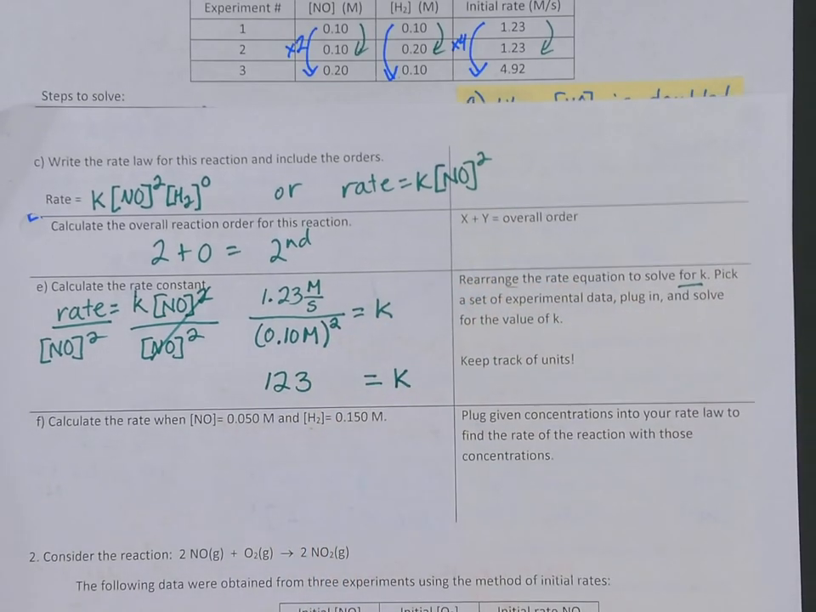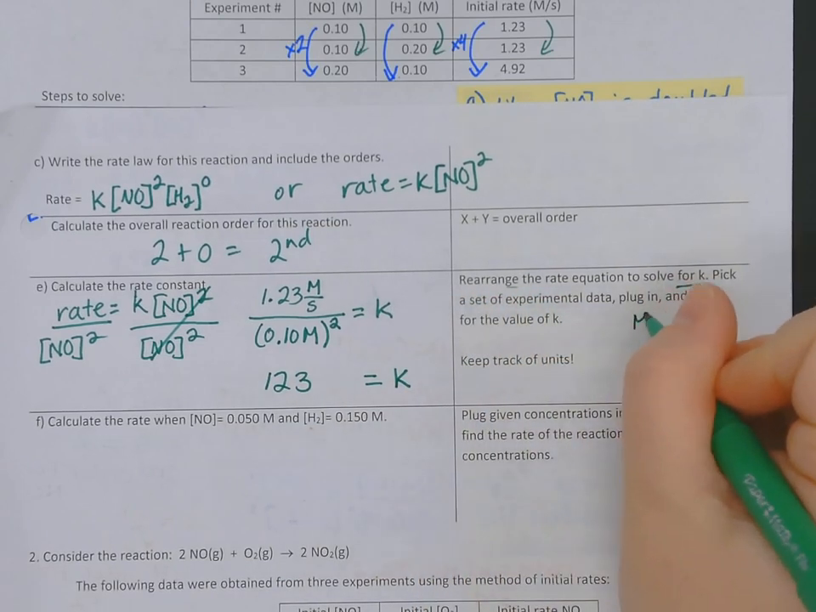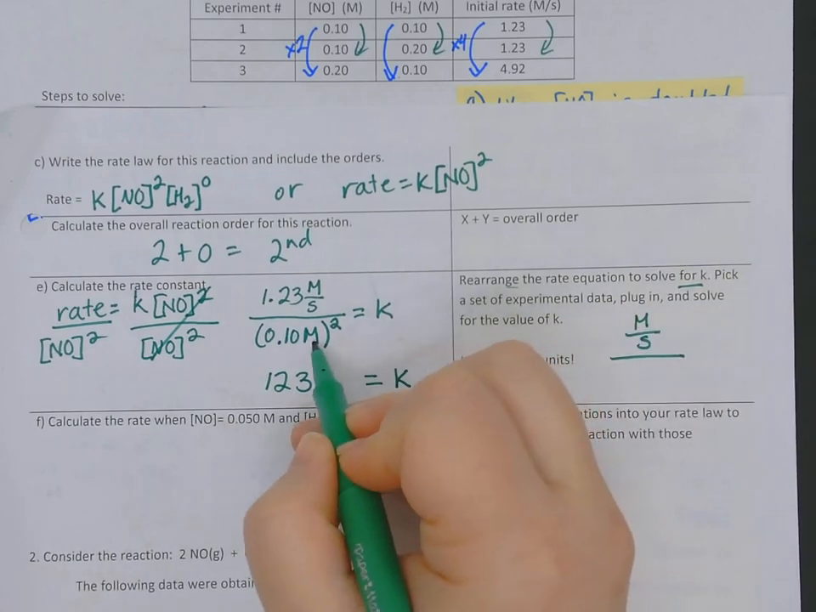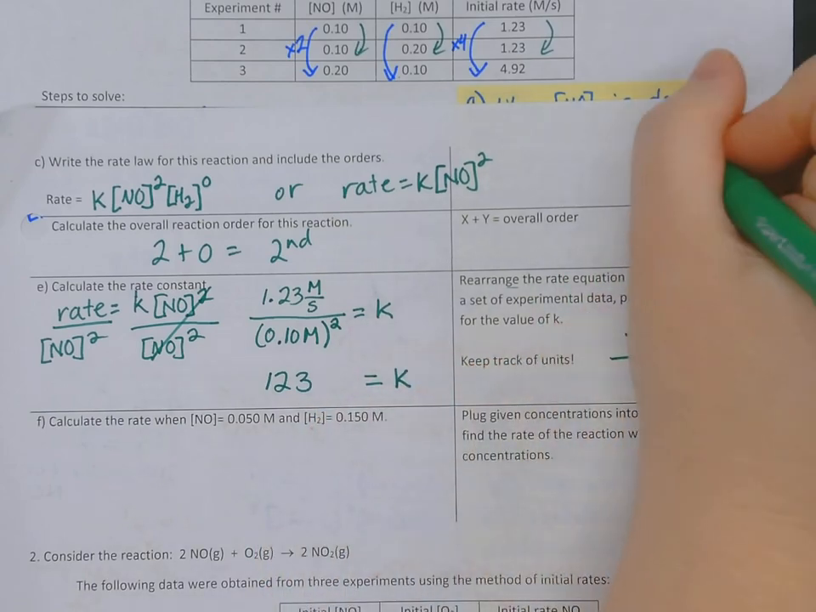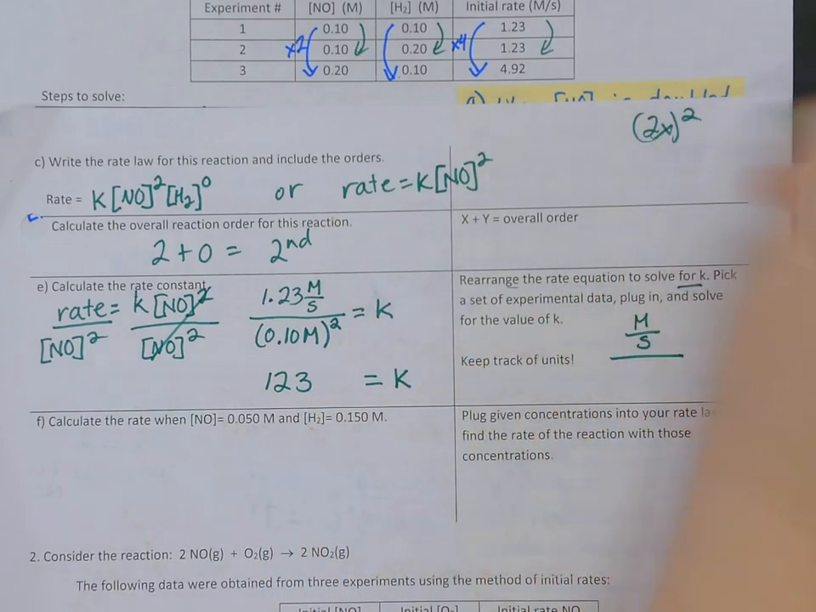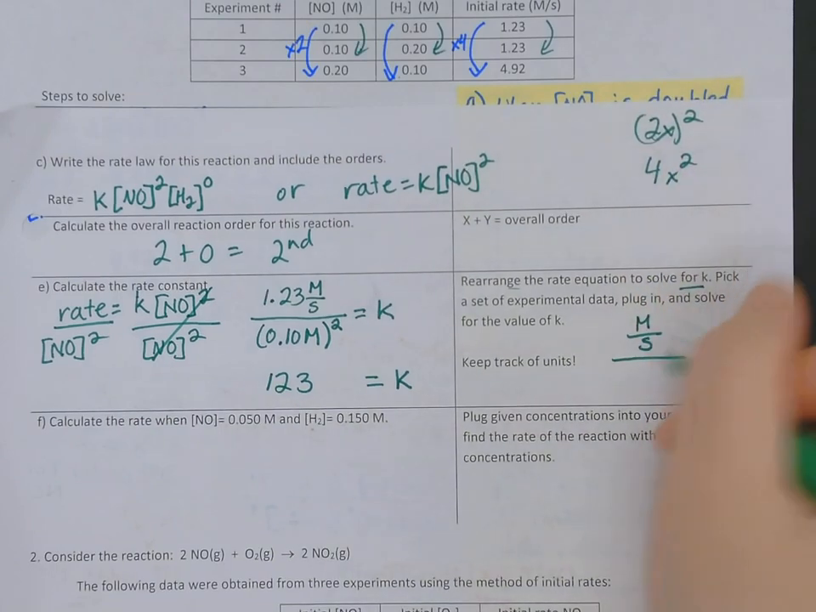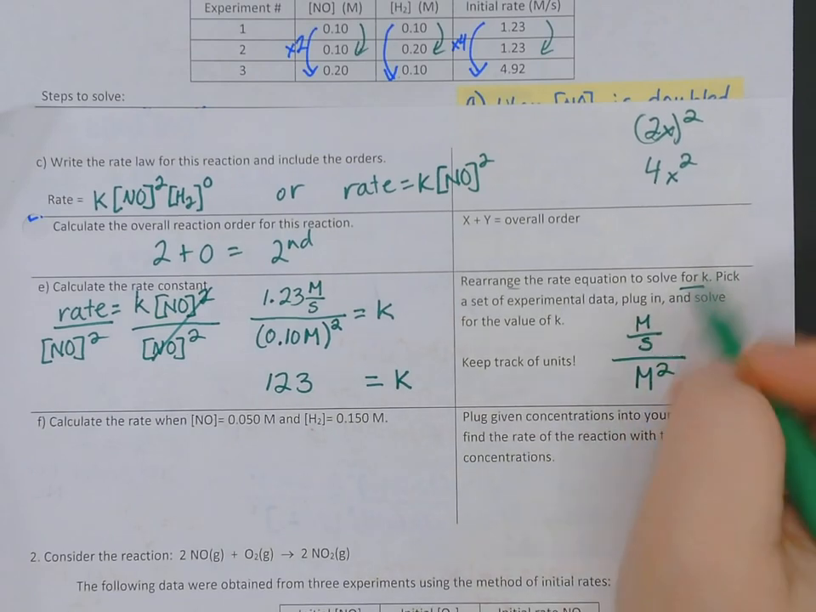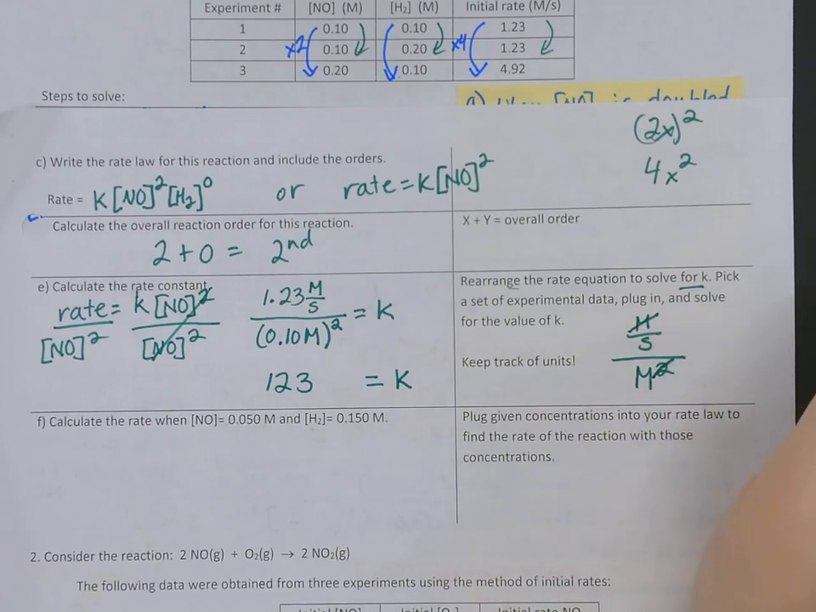I need units. So let's look at them. I'm going to pull my units over here and look at them a little closer. Molarity per second on the top, divided by, my molarity is also squared. It doesn't just square the number. It's just like having 2x squared, right? The 2 is squared, the x is squared. That whole thing is. So now I've got molarity squared on the bottom. One of my molarities can cancel. The one on the top cancels with one of them on the bottom.